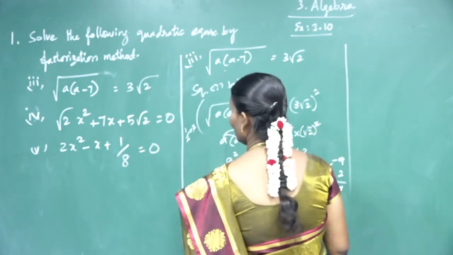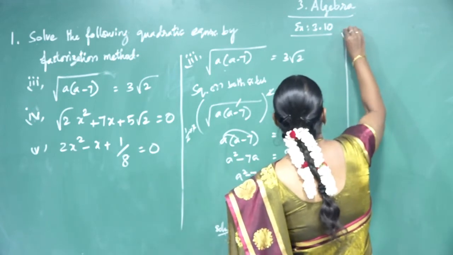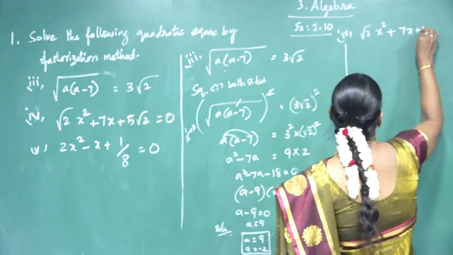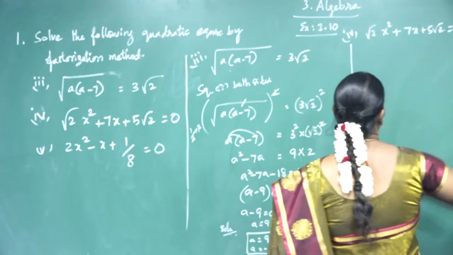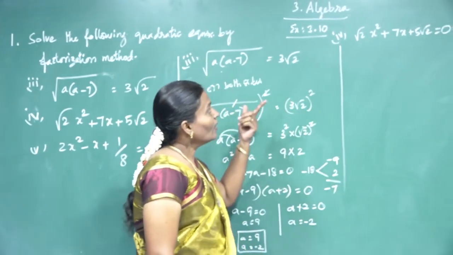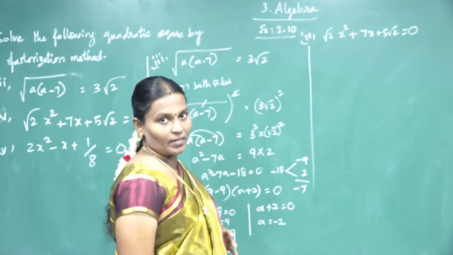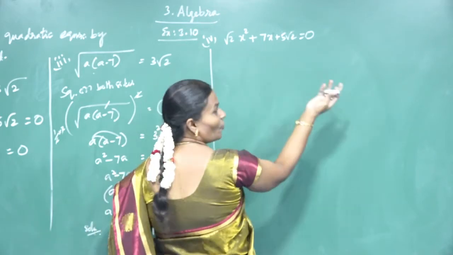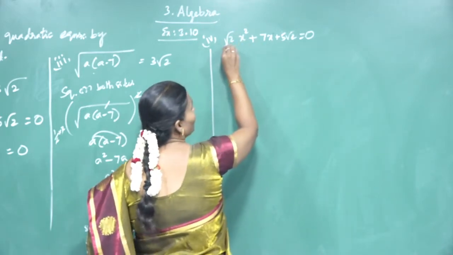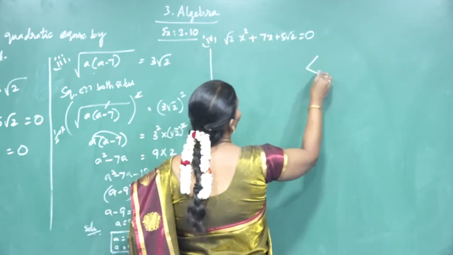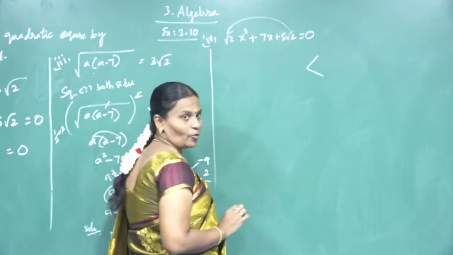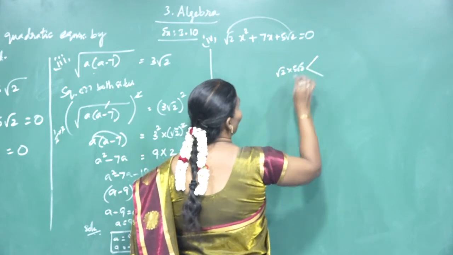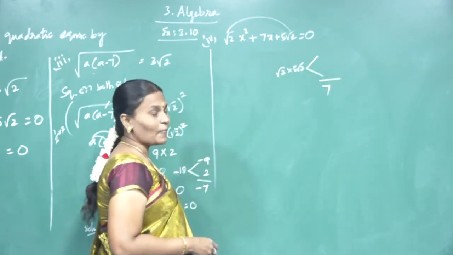What is the next question? See here, the fourth one: root 2 x square plus 7x plus 5 root 2 is equal to 0. This is already in the general form of the quadratic equation, isn't it? So how do we solve this? Sum and product method. Here the coefficient of x square is root 2. So what is the product? Root 2 multiplied by 5 root 2 is the product, and 7 is the sum.